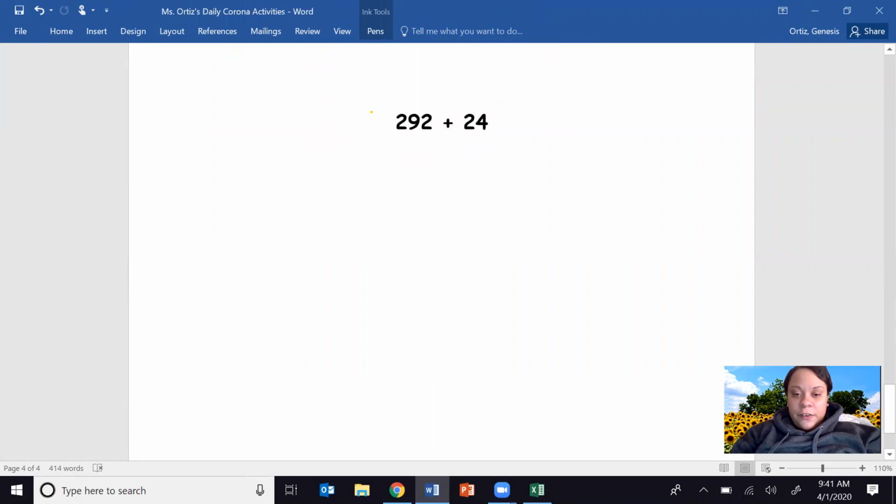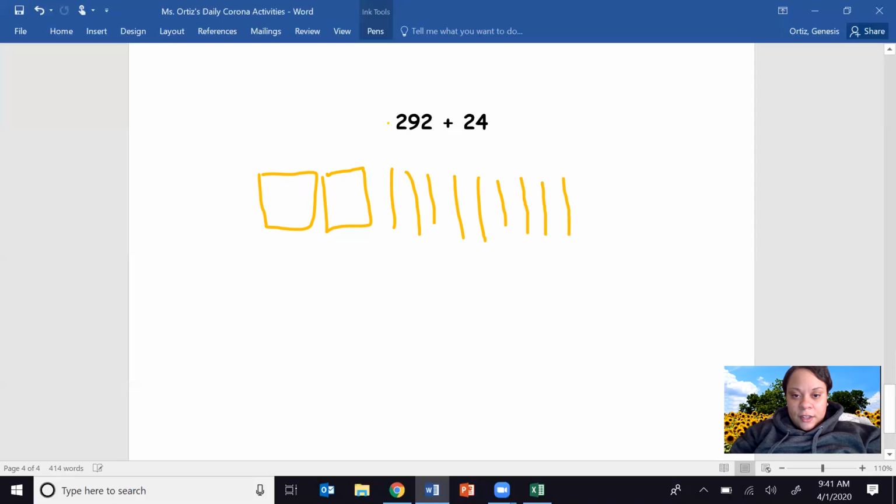All right. So the very first thing I'm going to do is draw my numbers. So how many hundreds do I have? 2. So I'm going to draw my 2 squares. There we go. All right. And then how many, I'm so sorry, guys. How many tens do I have? 9. So I'm going to draw 9 tens. 1, 2, 3, 4, 5, 6, 7, 8, and 9. Do I have any ones? Yes, I have 2. So I'm going to draw 1, 2. Good. So I drew my first number, 292.